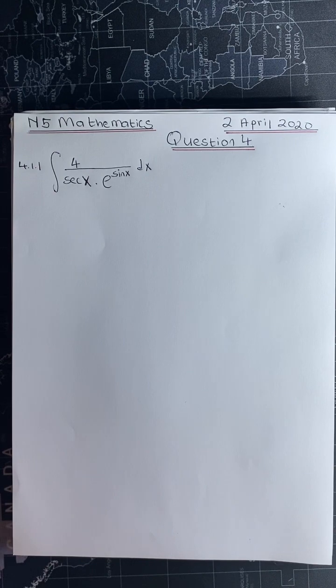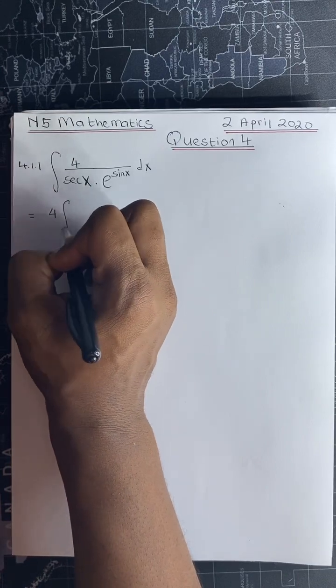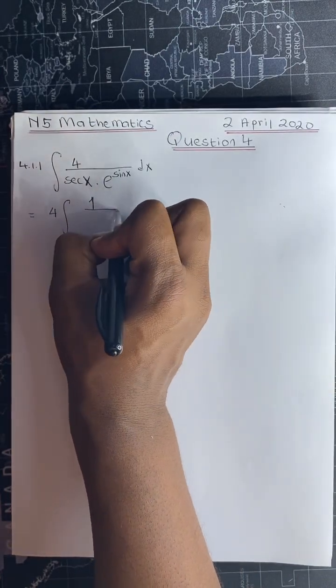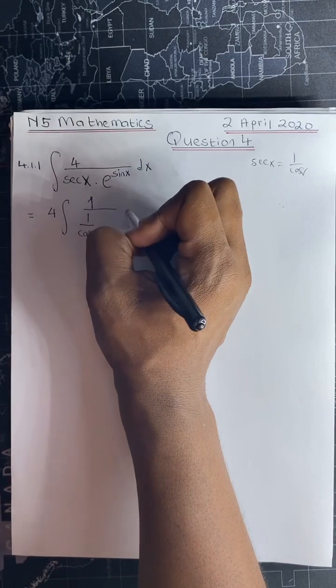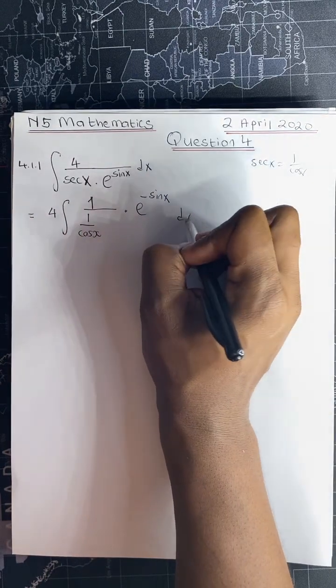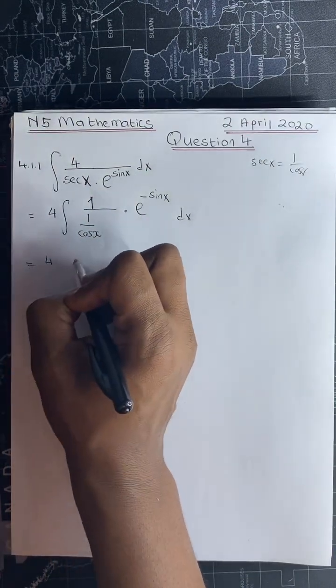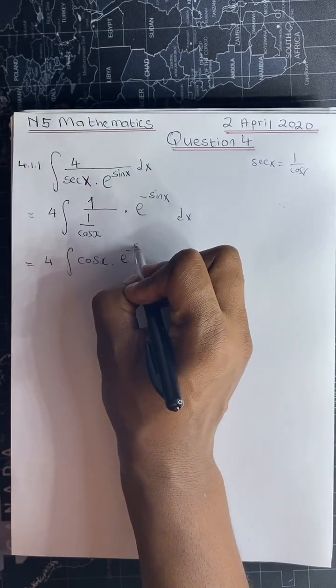Question 4.1.1, we have to evaluate the integral of 4 over sec x multiplied by e to the power sine x dx. We can rewrite our integral so that 4, a constant, is taken out of the integral, and we have 1 over sec x. We know that sec x is equal to 1 over cos x, so we can write sec x as 1 over cos x. And e to the power sine x, we can write as e to the power negative sine x dx. And 1 over sec x is equal to cos x multiplied by e to the power negative sine x dx.